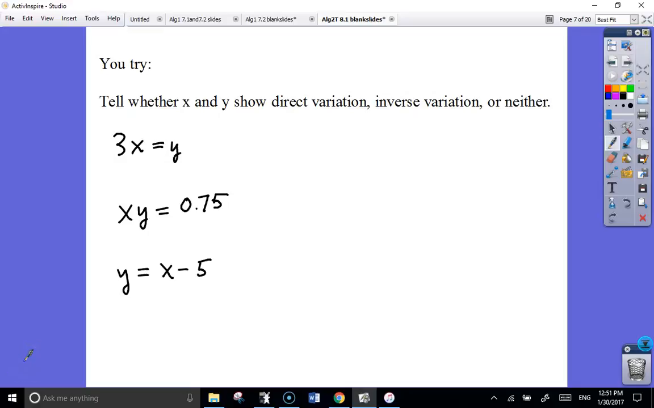What'd you say about the first one? It's direct, right? If it helps, you could rewrite it. What property says that I can switch sides? Not reflexive, it's the other one. Symmetric, right? So this would have to be direct.